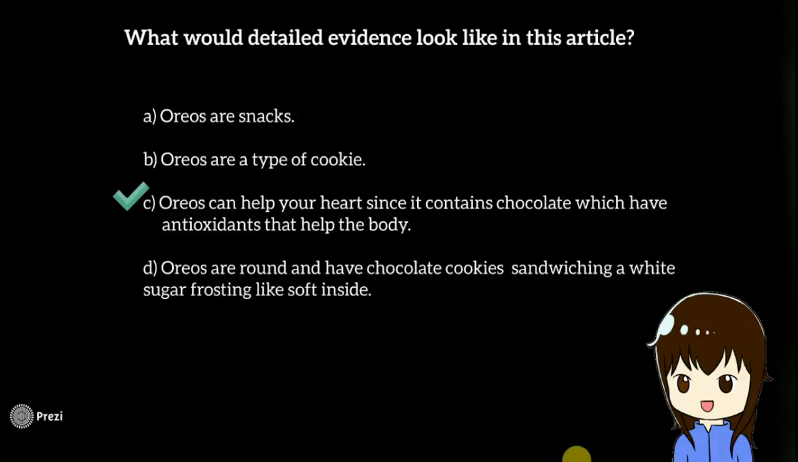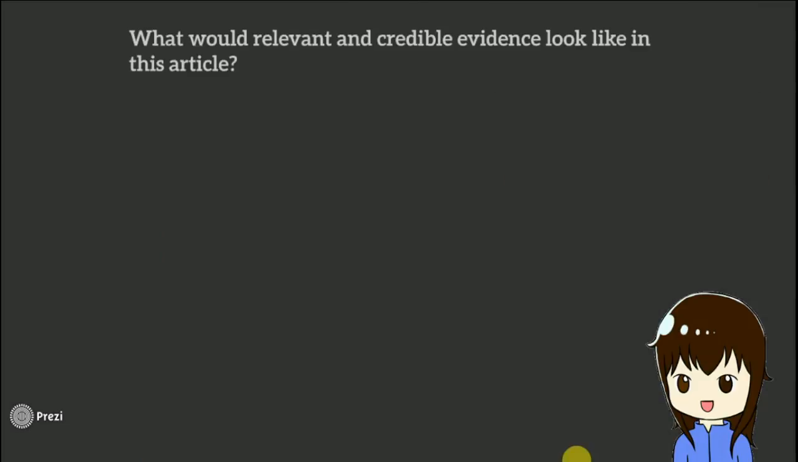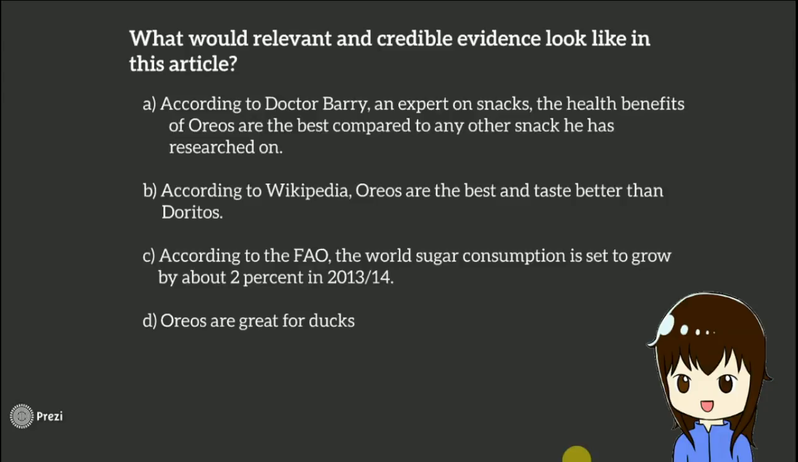very detailed, it's not the best answer, because if you learned anything about evidence from this presentation, it should be that the evidence needs to be both detailed and relevant to the main idea and thesis of the article or essay. What would relevant and credible evidence look like in this article?